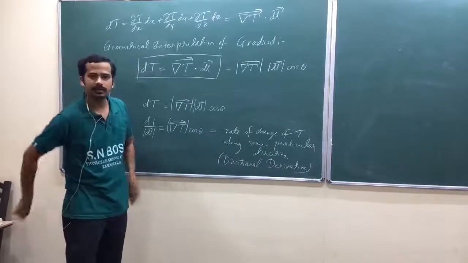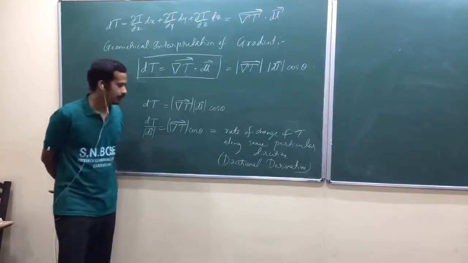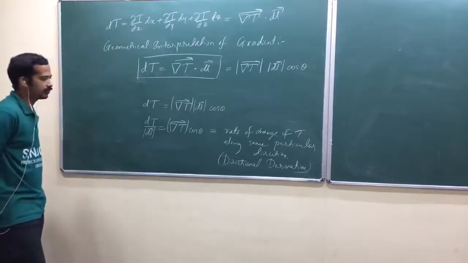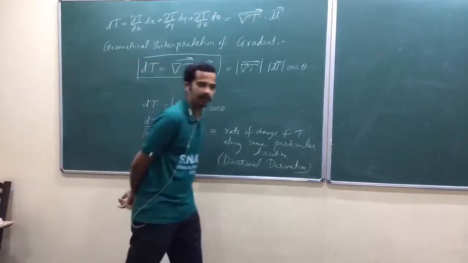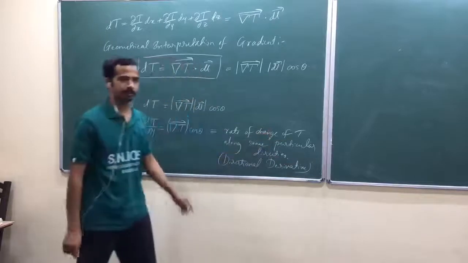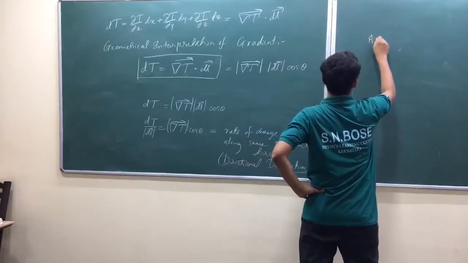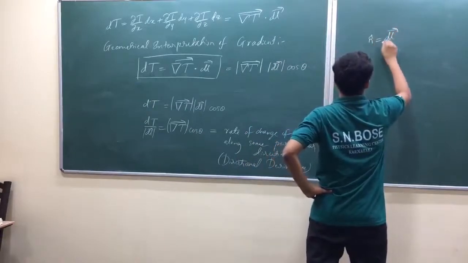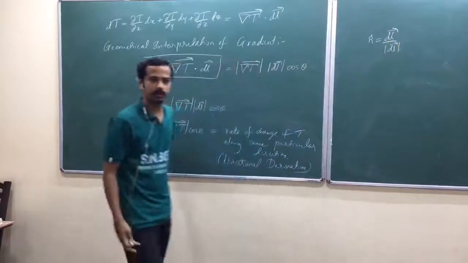What is theta? Theta is the angle between dl vector and... So what is this one? Rate of change of t along some particular direction. What is that direction? The direction of displacement. Am I right? Again, obviously there should be direction of displacement. Now look at here. I am going to assume there is one unit vector along dl vector.